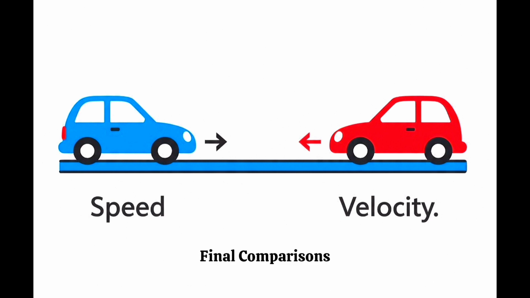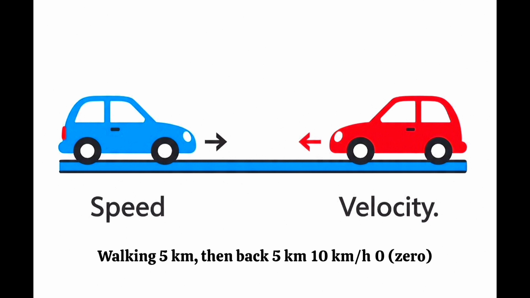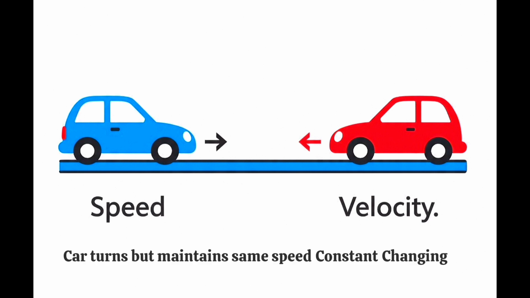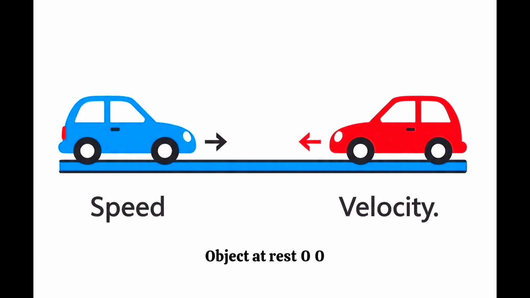Chapter 11. Final comparisons. Situation: speed, velocity. Walking 10 kilometers in a straight line: 10 kilometers per hour, 10 kilometers per hour. Walking 5 kilometers, then back 5 kilometers: speed 10 kilometers per hour, velocity 0. Car turns but maintains the same speed: speed constant, velocity changing. Object at rest: 0.